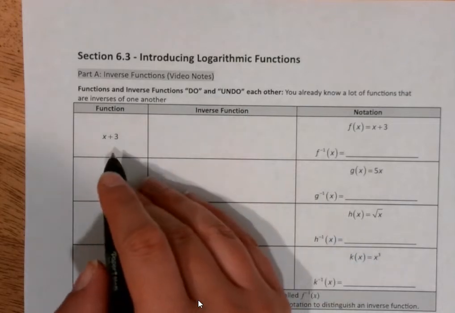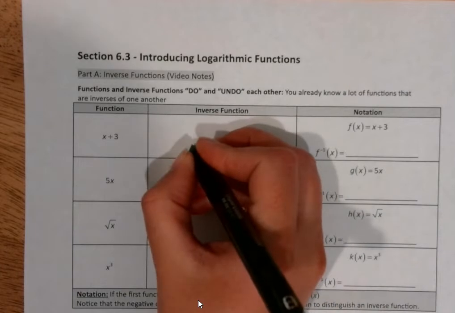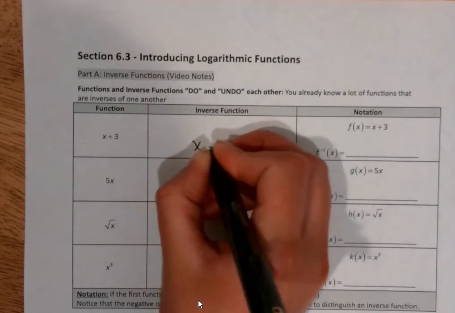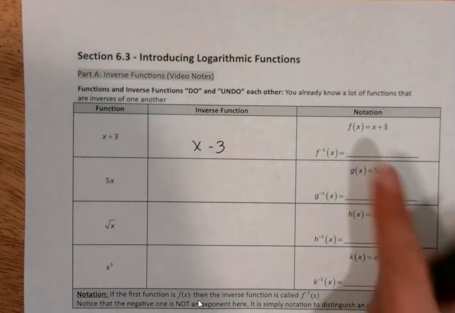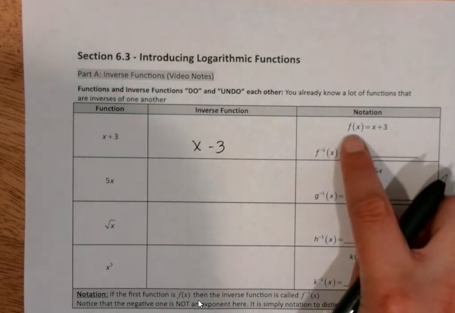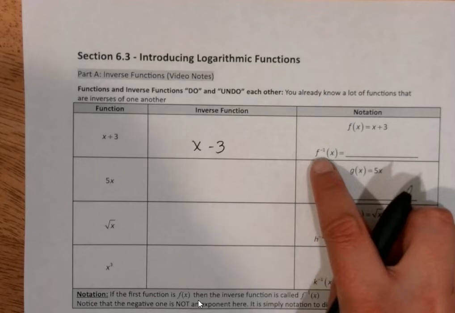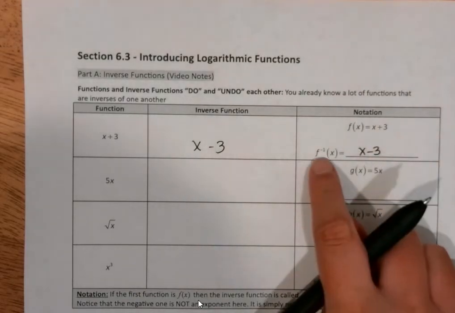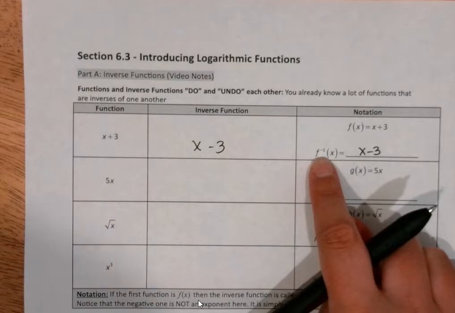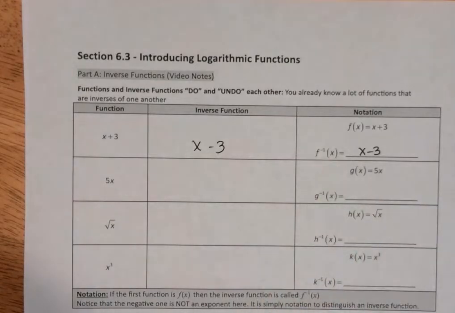For example, if I have x plus 3, if you add 3, the opposite is going to be subtracting 3, so x minus 3. The notation for the inverse of f of x would be f inverse of x. So f inverse of x would be x minus 3. We use the little negative one in the corner to signify inverse. As you can note at the bottom here, the first function f of x, the inverse function is called f inverse. The negative one is not an exponent here, it's simply the inverse function notation.